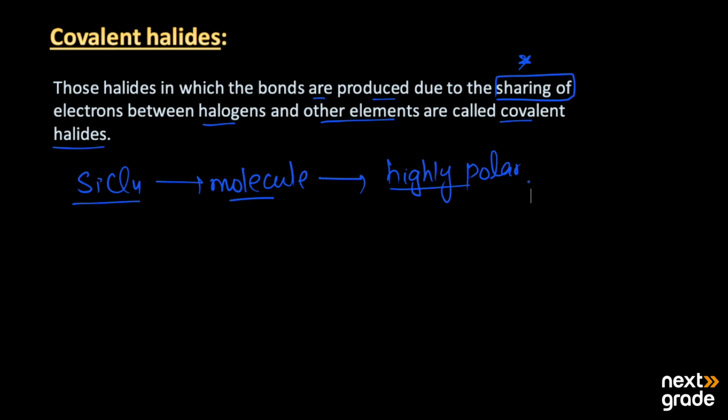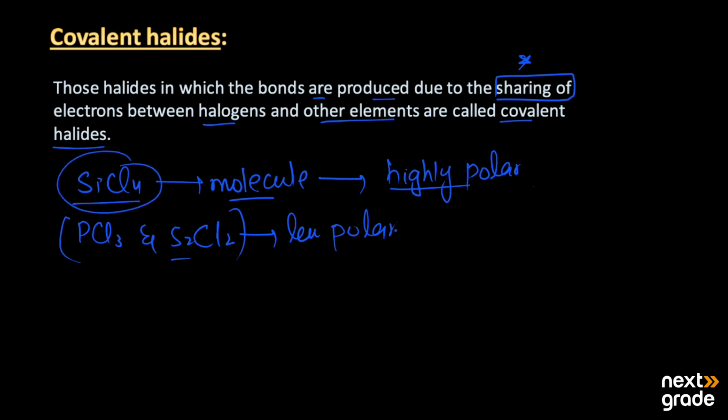So the bond in PCl3 and also in S2Cl2 are polar but less polar as compared to silicon tetrachloride. So as we move from left to right, we move from ionic halides towards covalent halides.